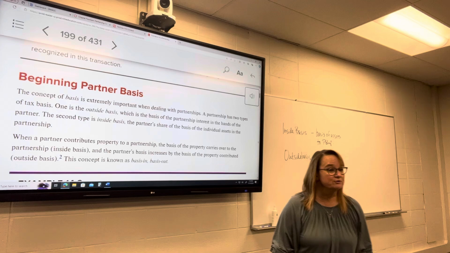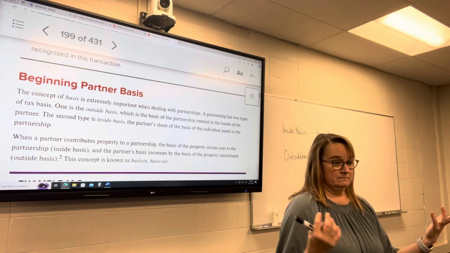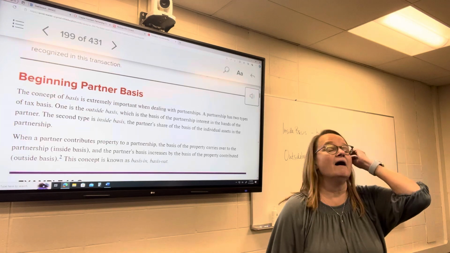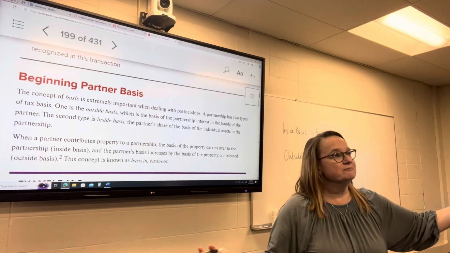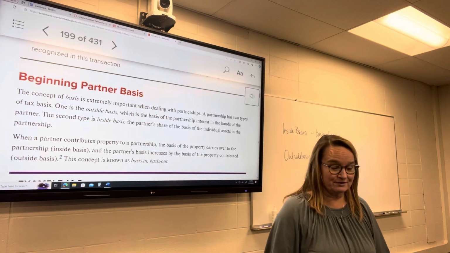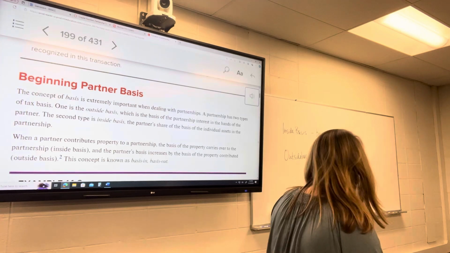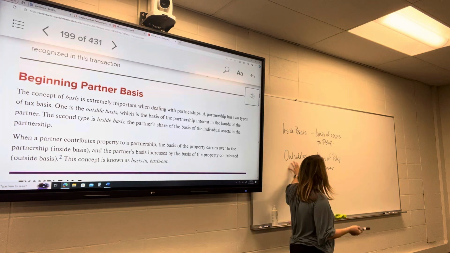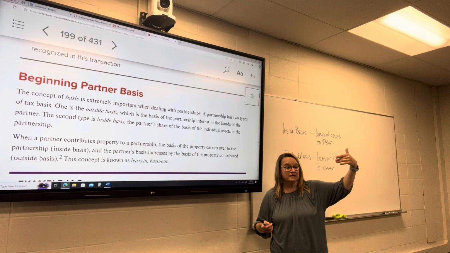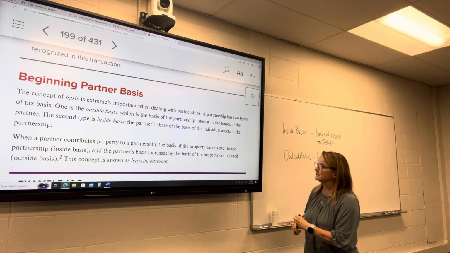So just like any other investment, if I buy $80,000 of Bitcoin, now my basis in that Bitcoin is $80,000, right? Because that's how much I paid for it. So the same concept with outside basis, but it's a partner investing in a partnership, right? So that's what the outside basis is.